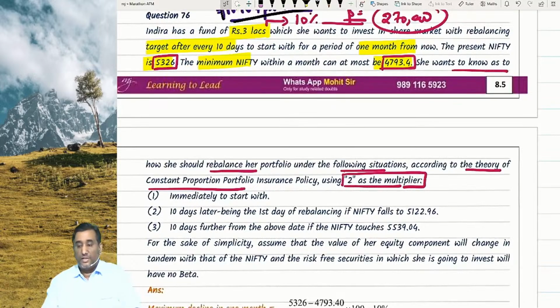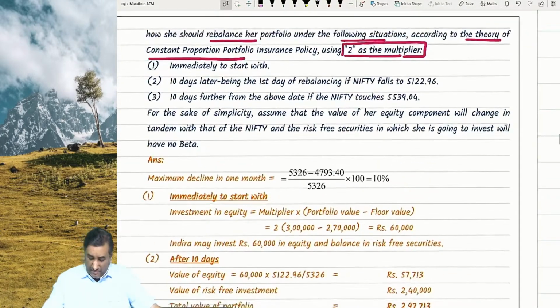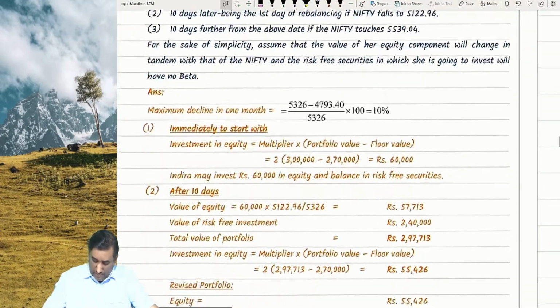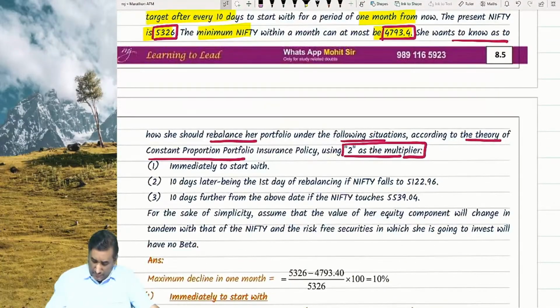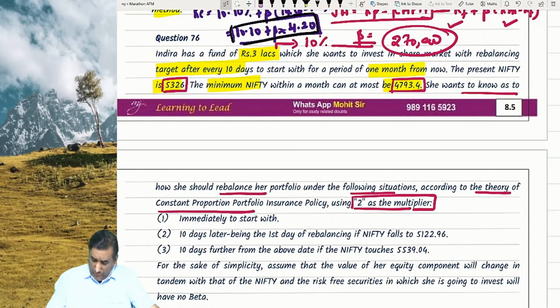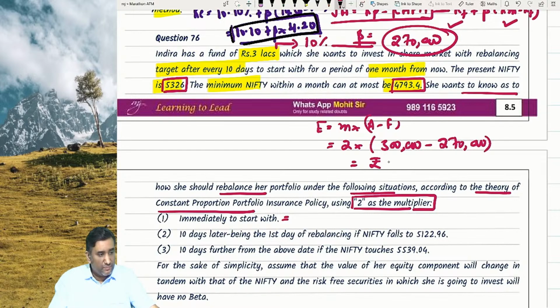To immediately start with, let's do rough working, please. I have given the answer in the book also, and in the handout. In the book there could be a possibility of a difference, we'll cross check. So as of rebalance to start with, my equity value would be equal to M into what? A minus F. So M is 2. Asset value how much? Floor value 2,70,000. So what will be my equity investment? 60,000. Very small number would come because the floor value is very heavy.